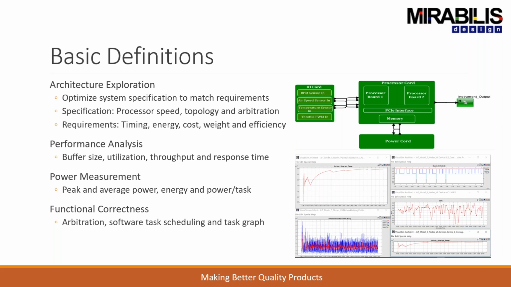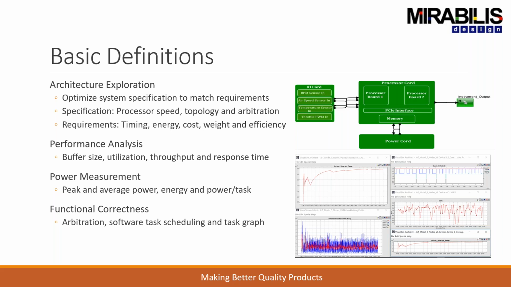The whole goal of doing this is to eliminate all the surprises during integration. Another aspect of architecture exploration is that it can be done at the semiconductor level, at the system level, or even at a full network level. The architecture exploration is really for three purposes: performance analysis, power, and functional correctness.